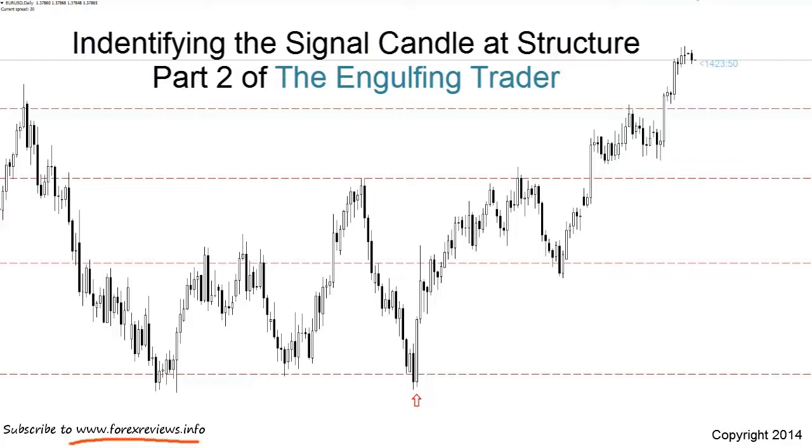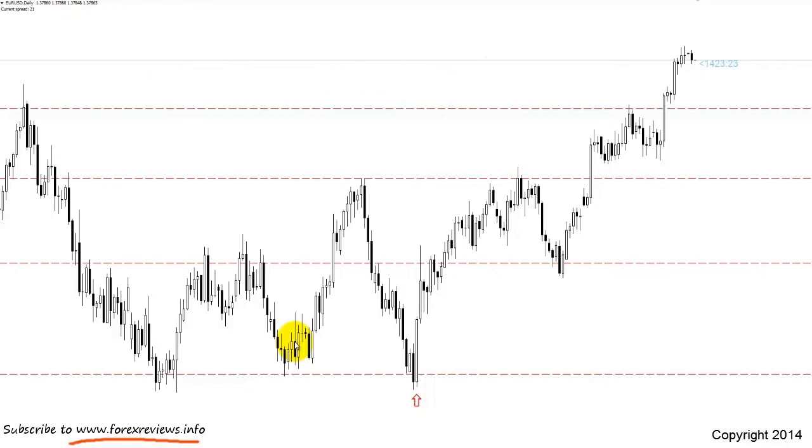Okay, so let's begin. In part 1 we went over how to identify structure, right? How to identify support and resistance, how to draw it on the chart, and how to know that these are high probability trading zones. So in this part, we'll be going over just focusing on how to identify the signal.